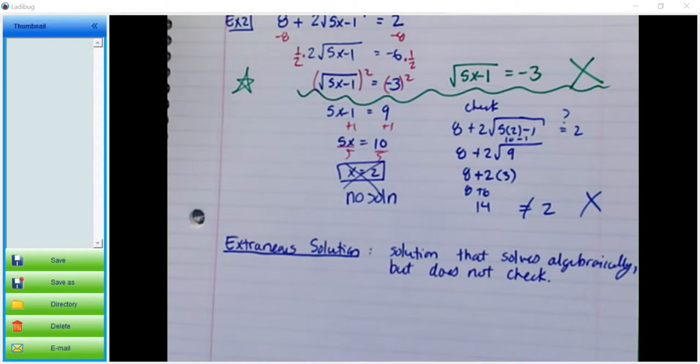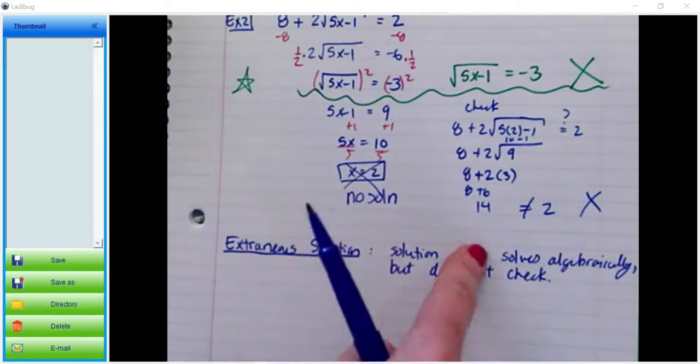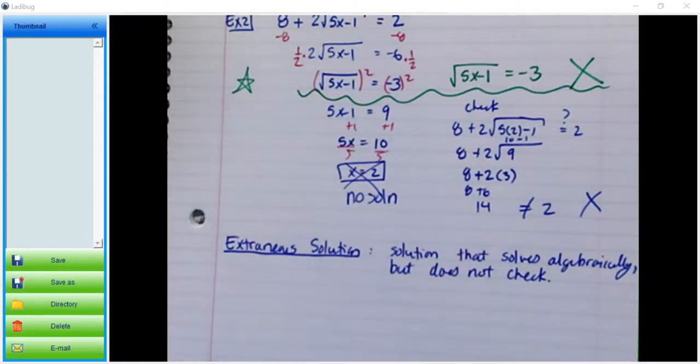Now, sometimes extraneous solutions are harder to pick up. And sometimes you do have to check it just to be sure. Okay. Yes? But what if it was -2? Then it would be -2 root. No, it doesn't matter. A radical cannot equal a negative number. I know, but if you multiplied it by negative. Oh yeah, then that would work.